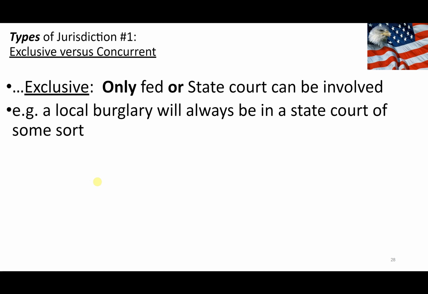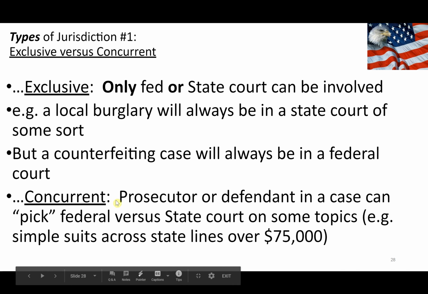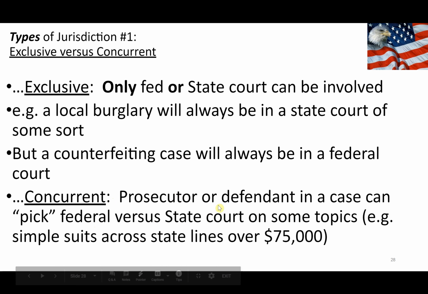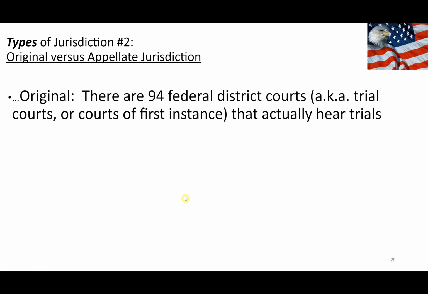Sometimes you have jurisdiction that's exclusive, in which only the federal or state courts can be involved. A local bank robbery will almost always be in a state court of some sort. But a counterfeiting case will always be in a federal court. Now, sometimes you have concurrent jurisdiction, in which the prosecutor or defendant in a case can pick federal versus state courts on some topics. They usually go for which one will get them the most money. For example, simple civil suits across state lines can cost well over $75,000.